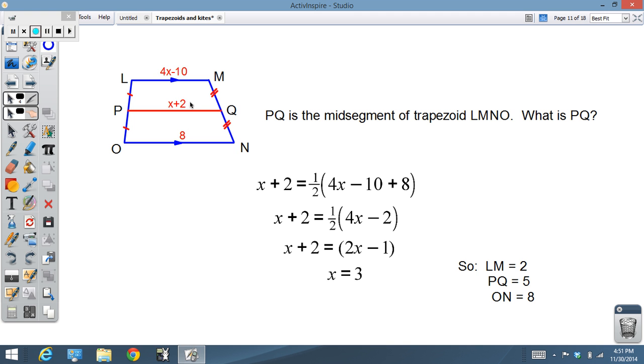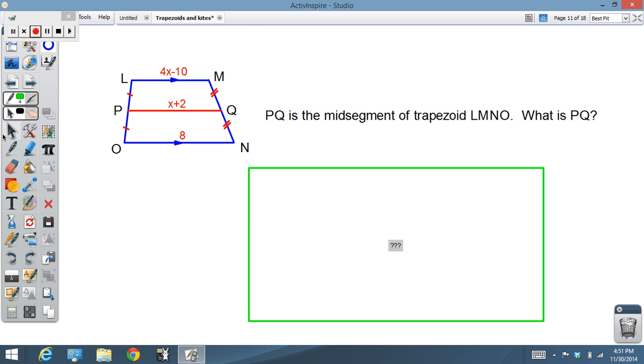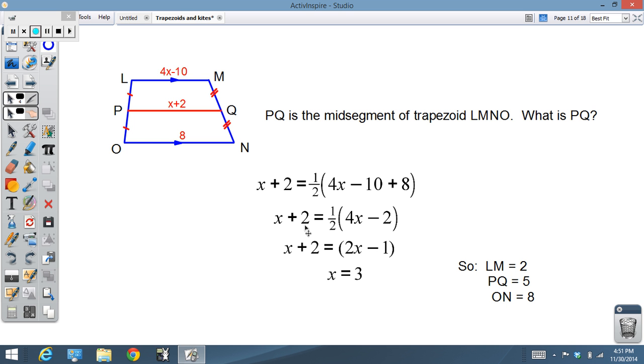Well, the midsegment, x plus 2, has to be the average of the two bases. So there's the 4x minus 10. There's the 8. Those are our two bases. Add them together, divide by 2. Here I just combined like terms. That makes a minus 2. And distributed the 1/2 to get this. Okay, subtract the x, add the 1. We find out that x is going to be equal to 3.